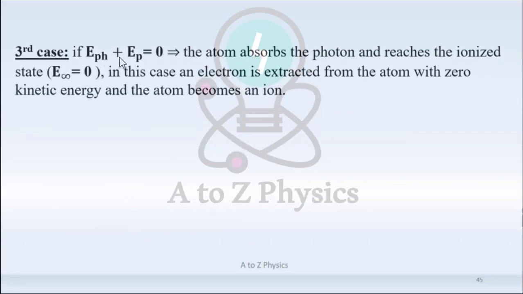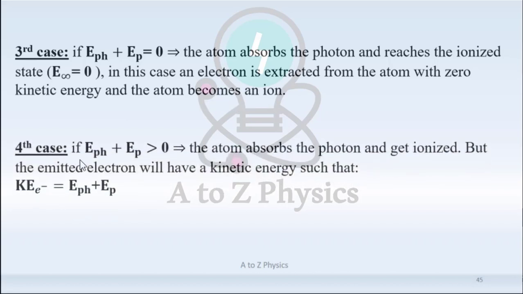Third case, if E photon plus EP equals 0, the atom absorbs the photon and reaches the ionized state, E infinity equal to 0. In this case, an electron is extracted from the atom with 0 kinetic energy and the atom becomes an ion. Fourth case, if E photon plus EP is greater than 0, the atom absorbs the photon and gets ionized, but the emitted electron will have a kinetic energy equal to E photon plus EP.